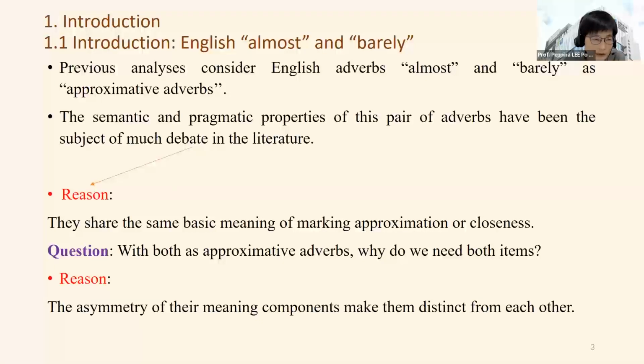The first reason is, if they share the same basic semantics of marking approximation or closeness, why do we need two? In what way are the two different from each other, so that we need two items with the same basic meaning? This is related to the second reason, because in terms of meaning components, they show a kind of asymmetric relationship. In other words, even though they share the same basic semantics, they are not exactly the same. So that's why we need both.